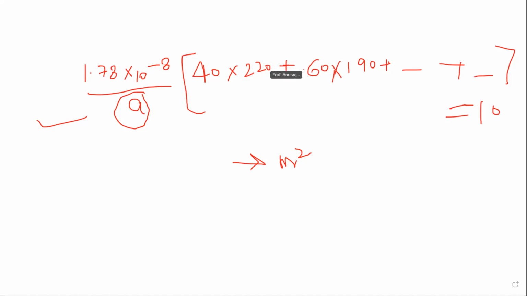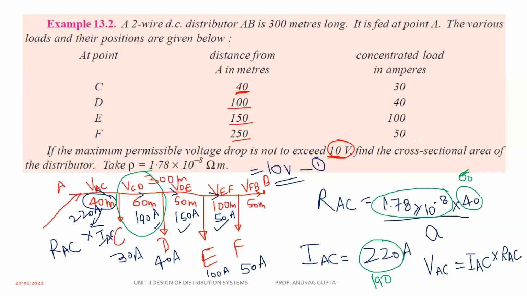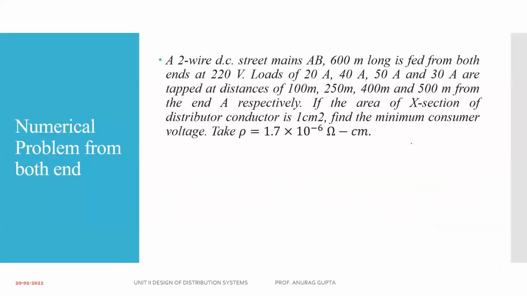Okay, done. So this was the solution of your first one. Clear? Second numerical I'm solving now. So this was the first one. In the second one, you can see the second numerical we have given: a 2-wire DC distributor AB, 600 meter long, is fed from both ends at 220 volt. Now, the first numerical that I've done was for feeding at one end; the second numerical I'm solving for feeding from both ends.